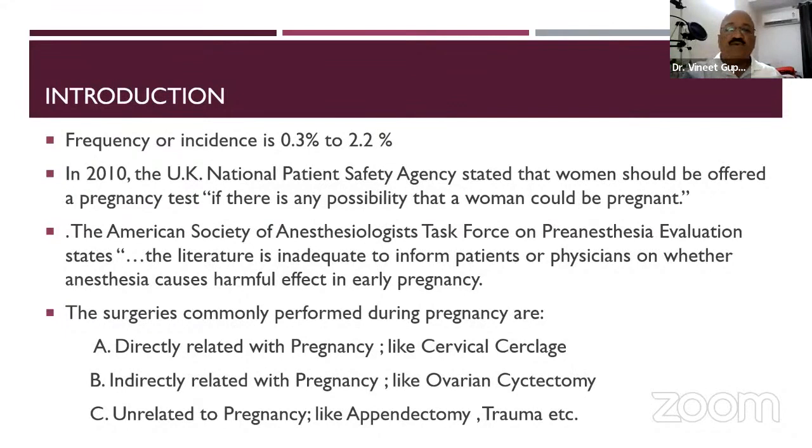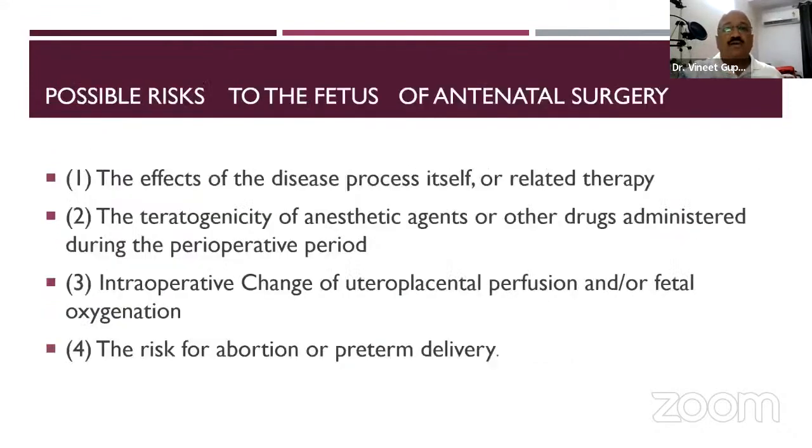The surgeries commonly performed during pregnancy are directly related to pregnancy, like cervical cerclage, indirectly related to pregnancy, like ovarian cystectomy, or unrelated to pregnancy, like appendectomy, trauma, or acute abdomen. Possible risks to the fetus of antenatal surgeries: the effect of the disease process itself or related therapy, and the teratogenicity of the anesthetic agent or any other drug administered during the perioperative period.